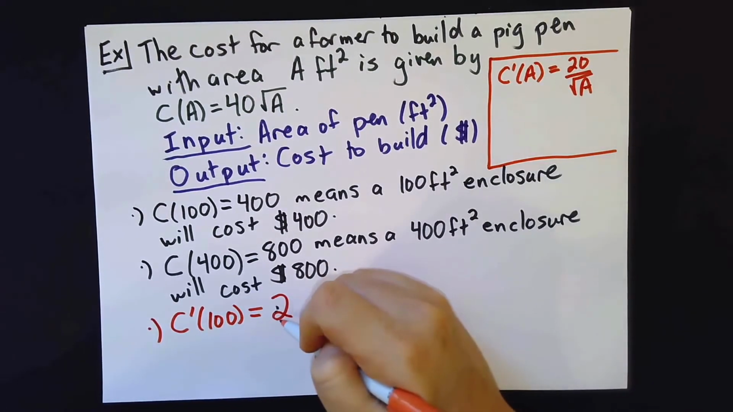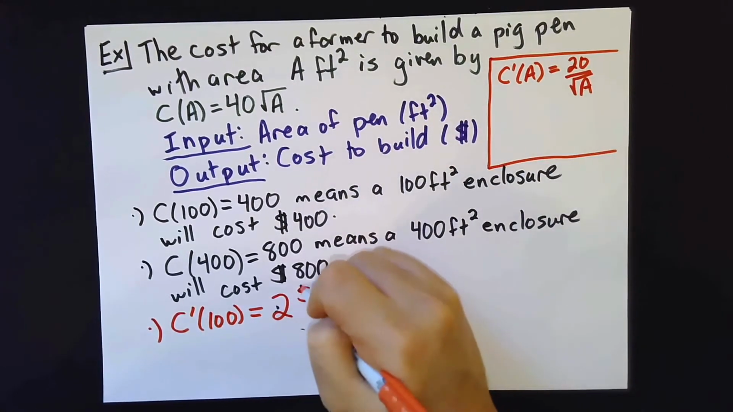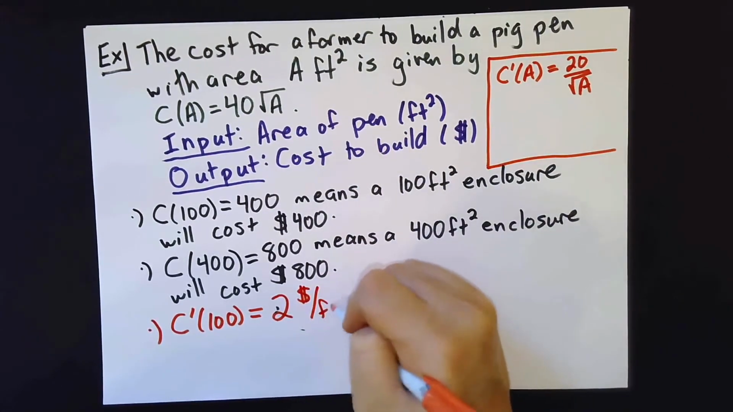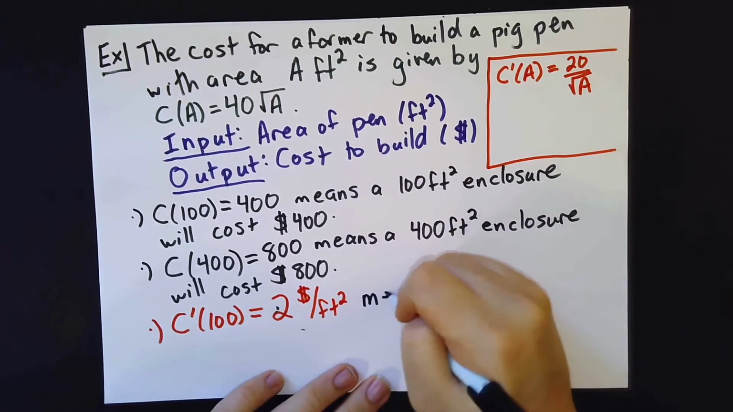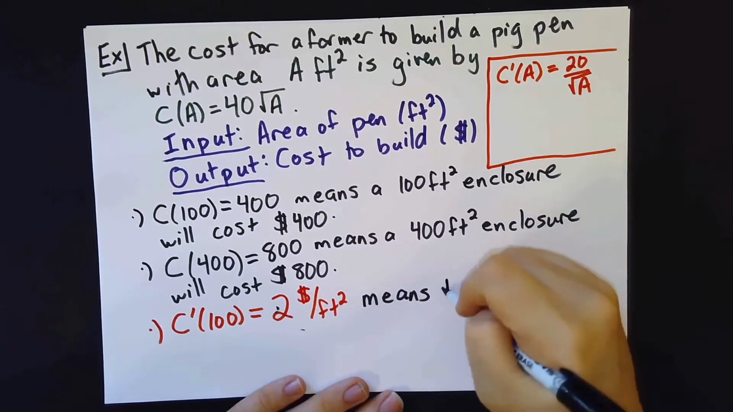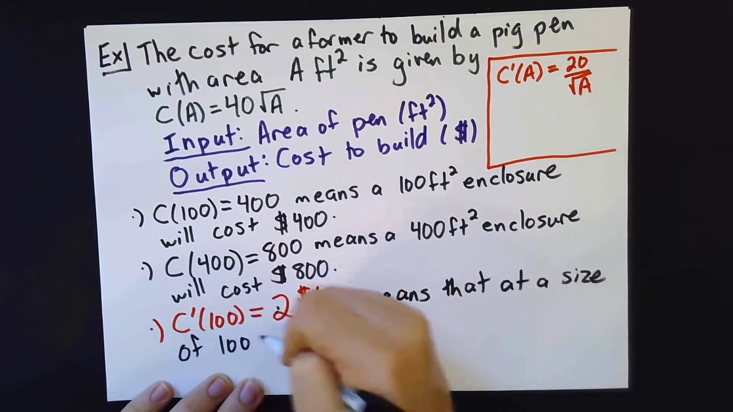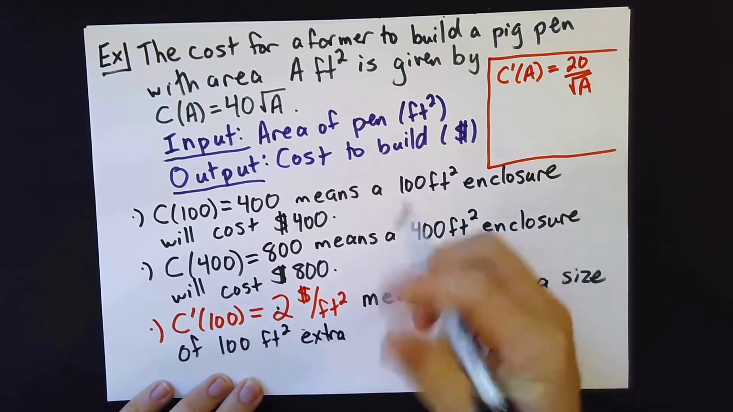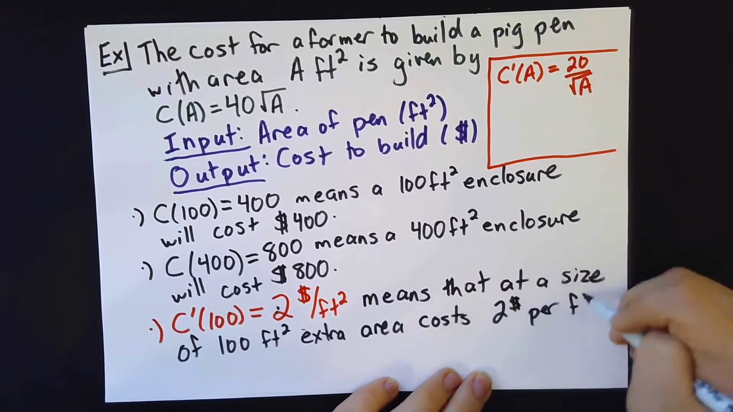And what are the units? They're the units of the output over the units of the input. So this is dollars per square foot. And what does this mean? This means that if the farmer is currently building a 100 square foot fence, then each additional square foot the farmer wants to add will cost about $2.